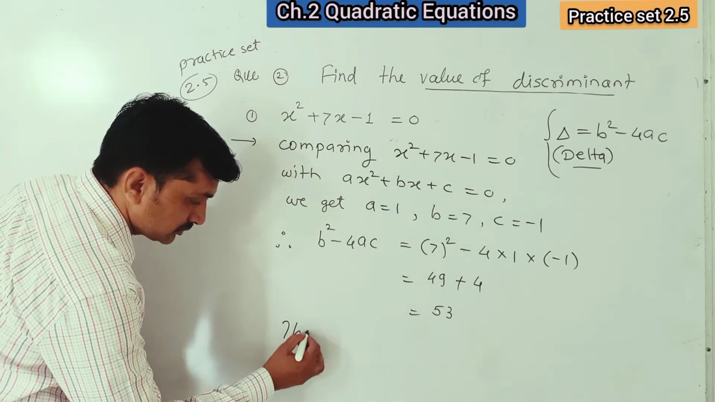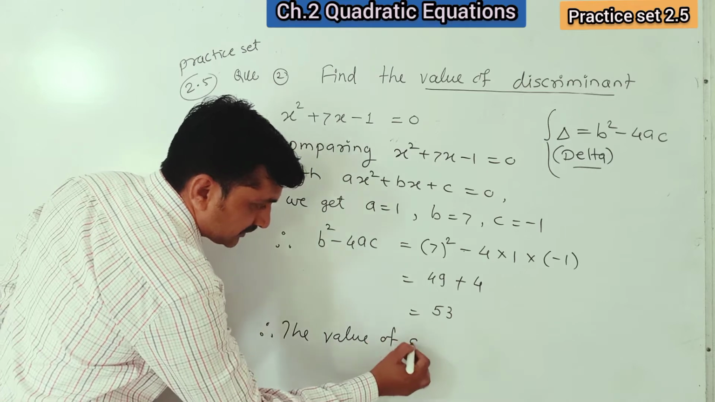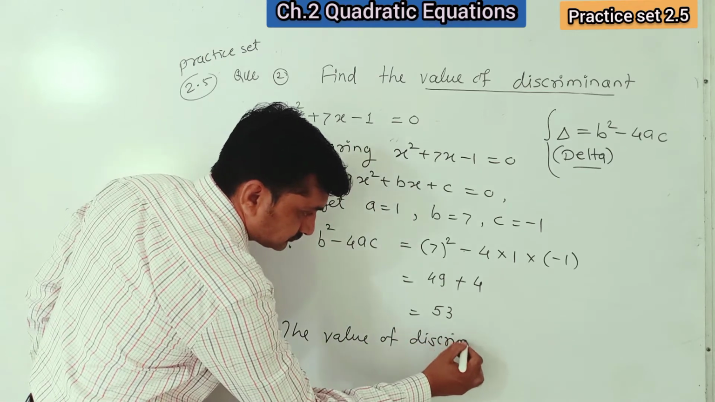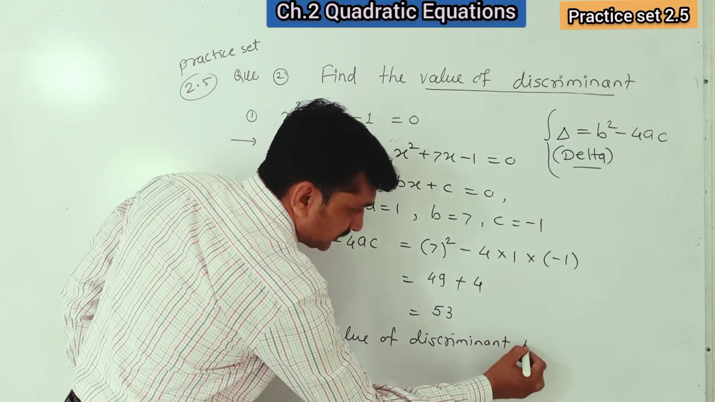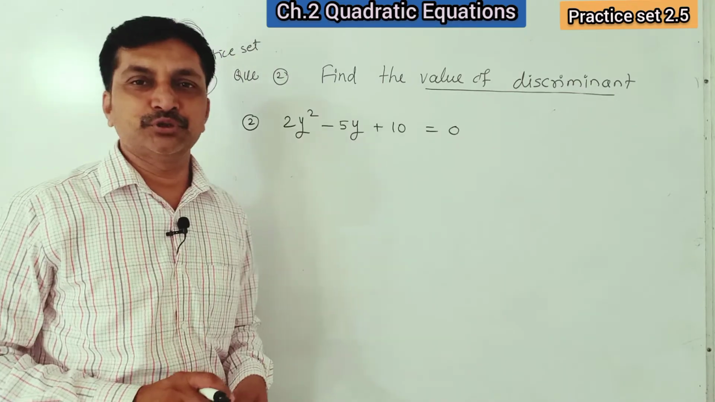At last write down. Therefore the value of discriminant is 53.